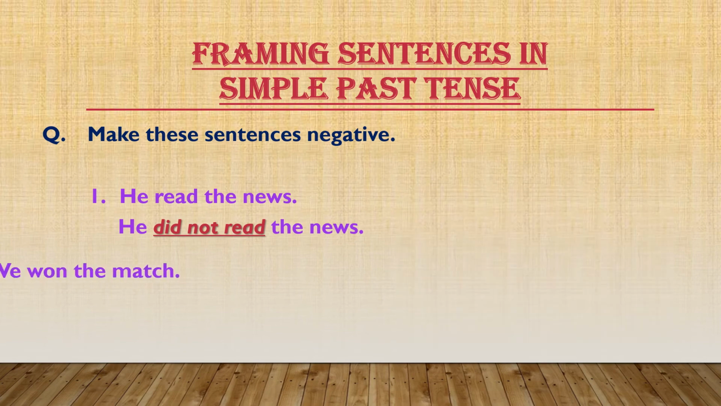Let us take another example now. We won the match. Again, you first need to see what is the tense of the sentence. Sentence is already in simple past. We just have to change it into negative. What is the subject here? Subject is we. And we have to just add did not after the subject. So we did not. And won, you have to change this verb back into its base form, root form. So won will come back to win. We did not win the match. It is that simple.